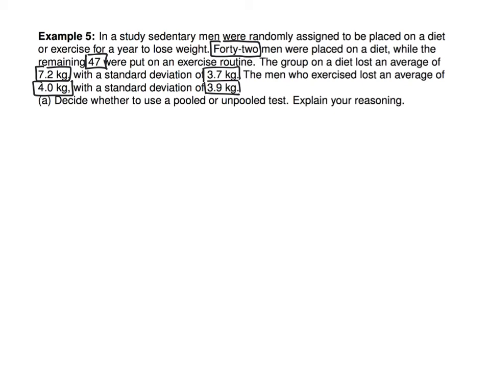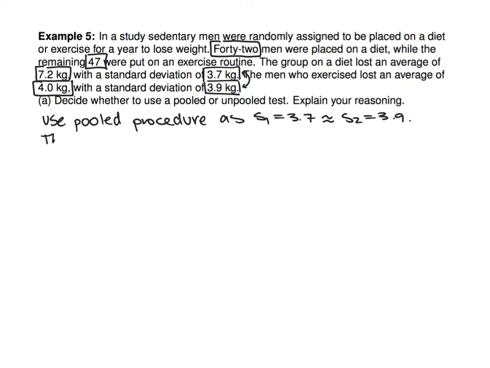So decide whether to use a pooled or unpooled test. Explain your reasoning. And I'm going to say that since these standard deviations are pretty close together, I'm going to use the pooled procedure, as S1, which is equal to 3.7, is about equal to S2, which is 3.9. Or let's say the sample standard deviations are approximately equal.